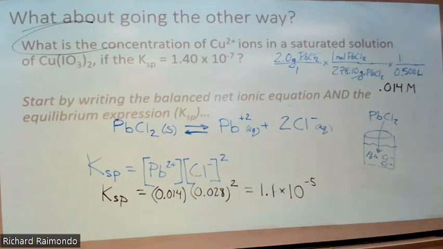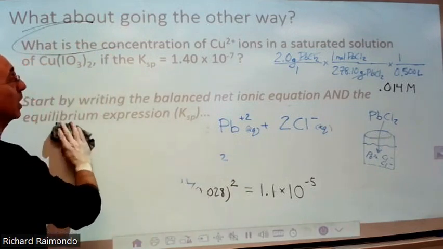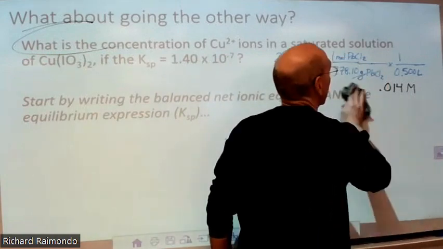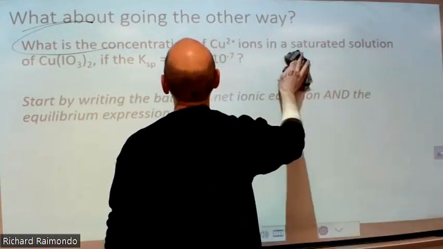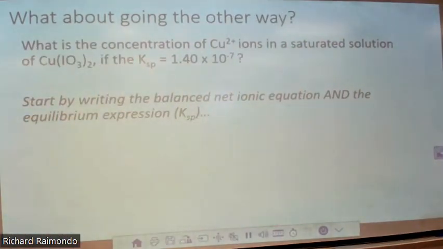Let's see if we can go backwards. I'm going to let you guys do this. I'm going to erase this and let you see if you can go backwards. We start out the exact same way we did it, right? We write a balanced net ionic equation. We write the KSP expression, and in this case, we know what the KSP expression is. This is iodate, the iodate ion. You're going to need to use X, the letter X, or you could use the letter S for solubility.